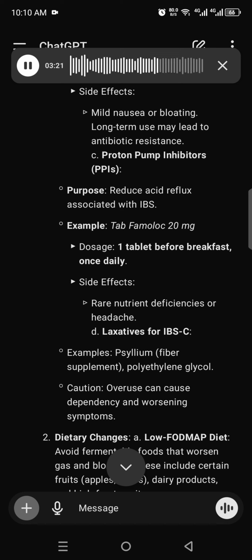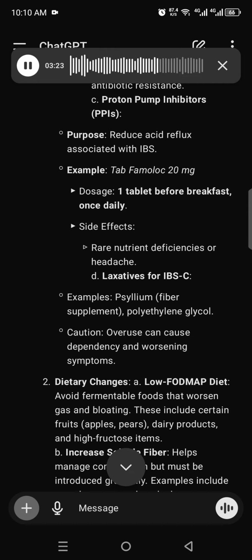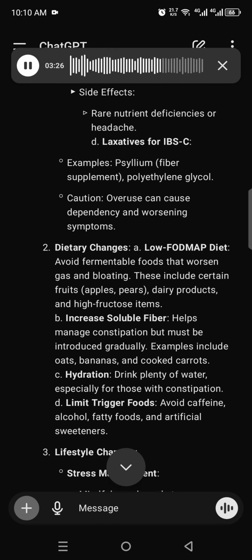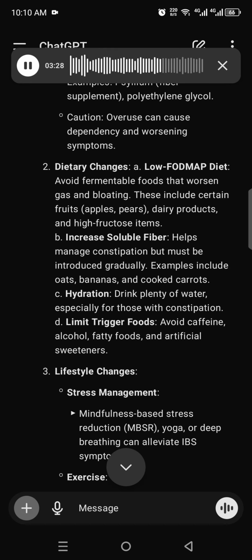D. Laxatives for IBS-C. Examples: psyllium, fiber supplement, polyethylene glycol. Caution: overuse can cause dependency and worsening symptoms.